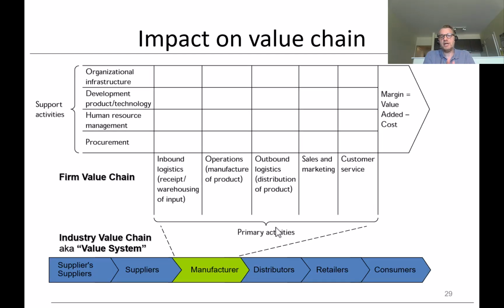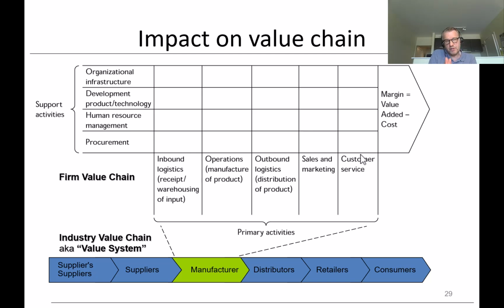So here you can see the value chain. The value chain is the set of activities, both within the company as well as outside, that focus on adding value. So here you can see the firm value chain: inbound logistics, where you receive certain types of goods and have a warehouse; operations, where you do the manufacturing and make the product; outbound logistics; then sales and marketing; and then customer service. So that's a set of activities within the company, each aimed at adding value. The margin is then the value added minus the cost of the incoming products or sources.